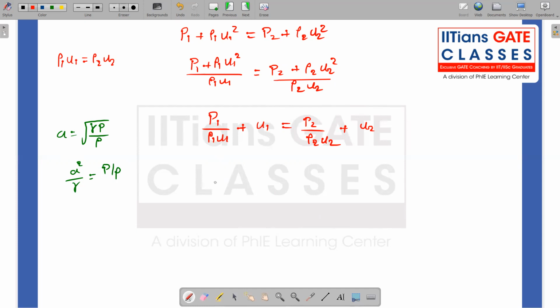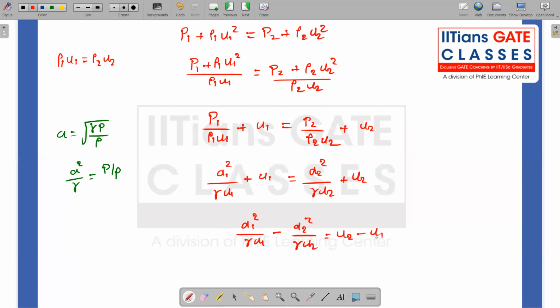If I do that, this becomes a1 square divided by gamma times u1 plus u1 is equal to a2 square divided by gamma times u2 plus u2. Now I am taking the terms having speed of sound to one side and the velocity to the other side. That gives me a1 square divided by gamma u1 minus a2 square divided by gamma u2 equal to u2 minus u1, right? This is an interesting relation we got. So now what can we do?